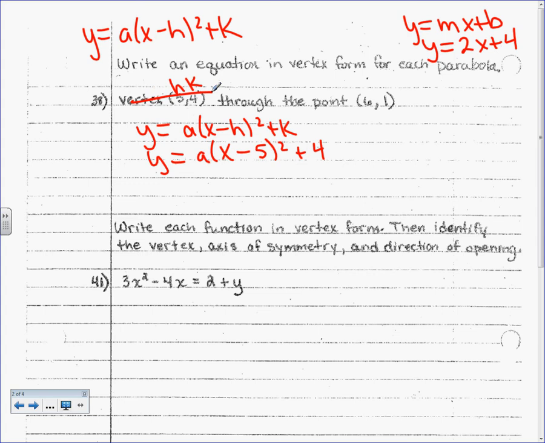What else needs to be a number? A. What did they give me, though? They gave me an x and a y, just like in Algebra 1. Do you see what I'm saying? So can't I plug those in and then find A, right? So y is 1. I don't know A. X is 6.